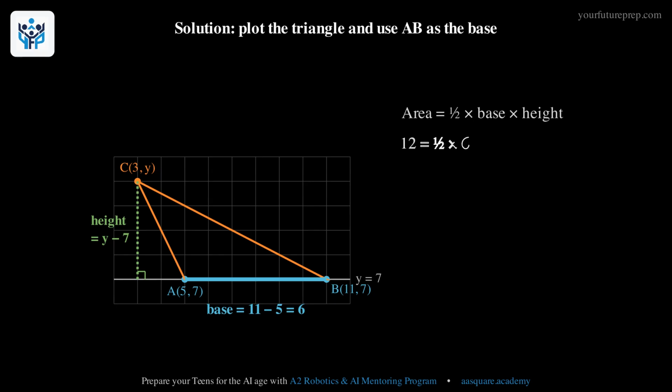Now use the area formula. Area equals 1/2 times base times height. So 12 equals 1/2 times 6 times (y minus 7), which is 3 times (y minus 7). Dividing, y minus 7 equals 4. So y equals 11. The answer is 11.